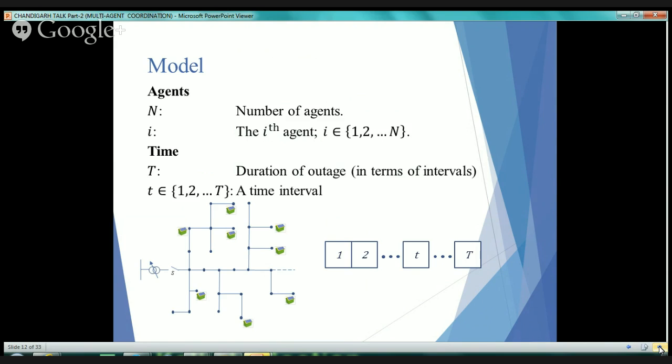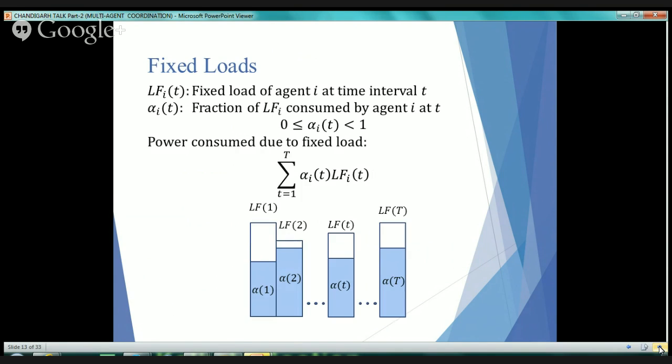Okay, and how will they adjust how much power they will sell or buy and how much they will consume? So we have modeled this. Now, we have considered two different kinds of loads. Fixed loads: lights are fixed loads, fans are fixed loads, air conditioning is a fixed load. In other words, you need to run it at every particular time interval.